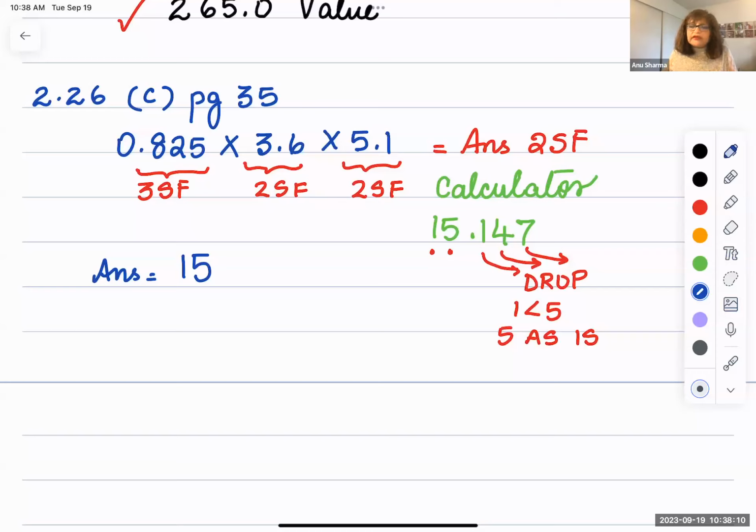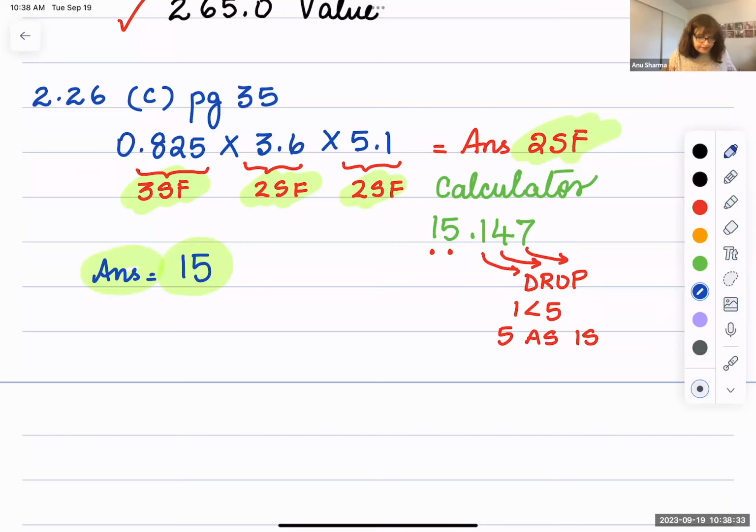On the exam, you have to show these details. At least write down whatever calculator answer you get, and then do the rounding and write the final answer. You will have to do all this on a separate sheet of paper.